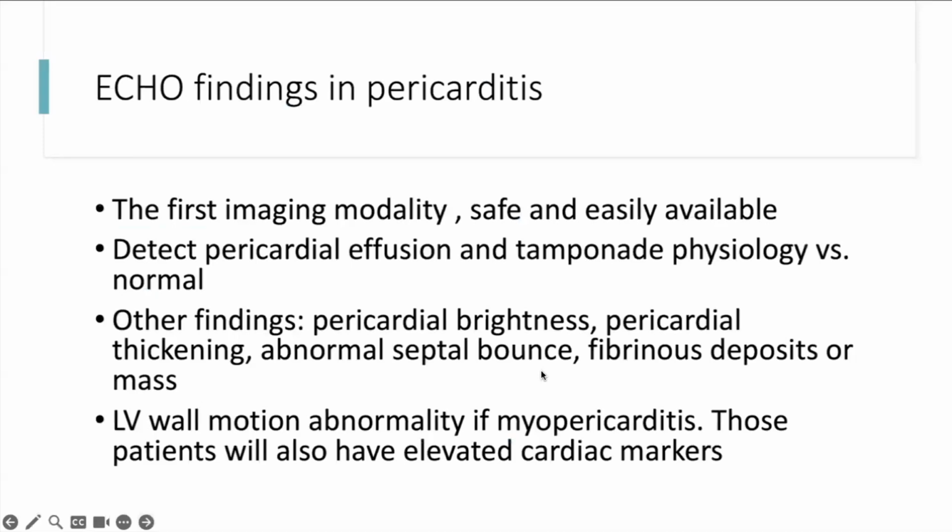So how does the echo help you with acute pericarditis? Echo in general is a very safe and readily available tool. You can use it as the first imaging modality for pericarditis, and although it may be normal, there are a lot of things that you can find with pericarditis. So you can have a bright pericardium. You can see pericardial fluid, septal bounce, or it even shows you the physiology of tamponade. And then the other thing you need to look at with acute pericarditis is the LV wall motion. If you have a wall motion abnormality or LV dysfunction, always think about myopericarditis. Those patients in general have elevated troponin, and they will need further investigations like cardiac MR, for example, to look for the extent of myocardial injury and involvement.